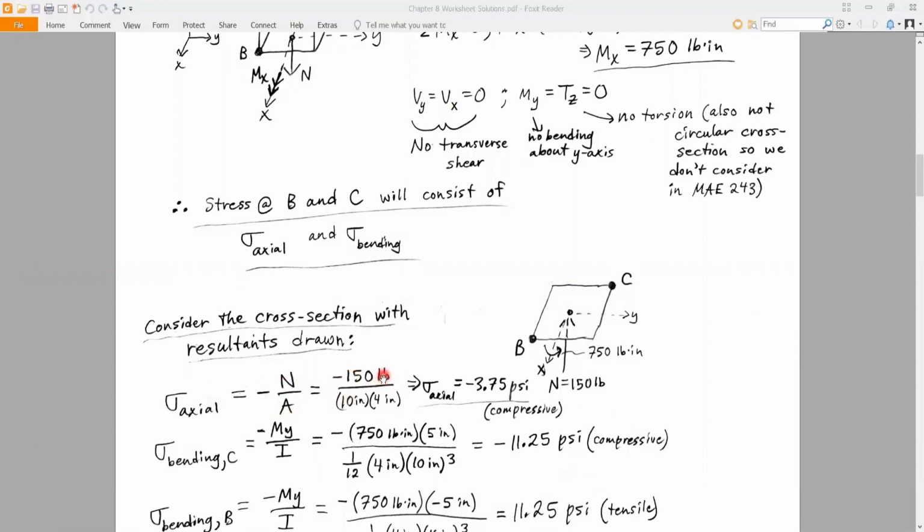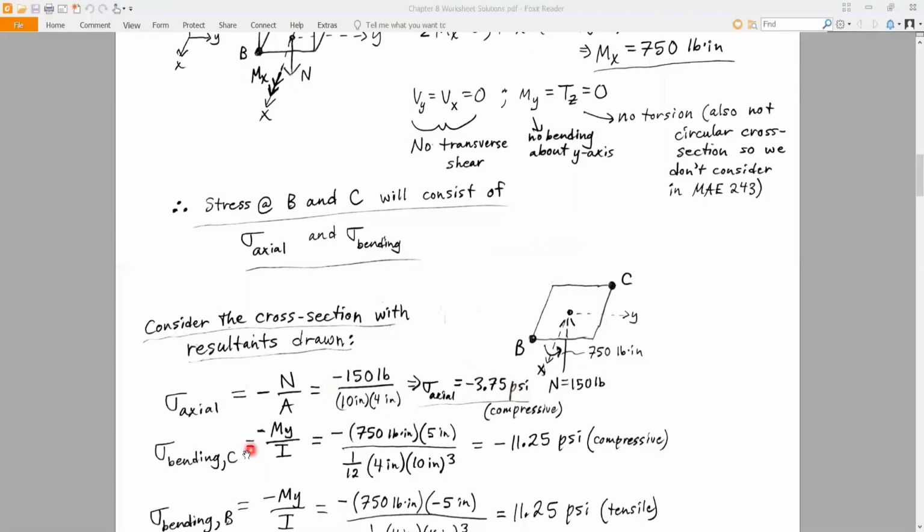Right? We find that our axial stress is N over A, that's our equation. Plug in our normal force, it's compressive, so we have a negative 150, and then the area is just 10 inches times 4 inches, it's a rectangle. And you get an axial stress of negative 3.75 psi. The negative there is just indicating, again, compressive. We have a compressive normal force, we have a compressive normal stress.